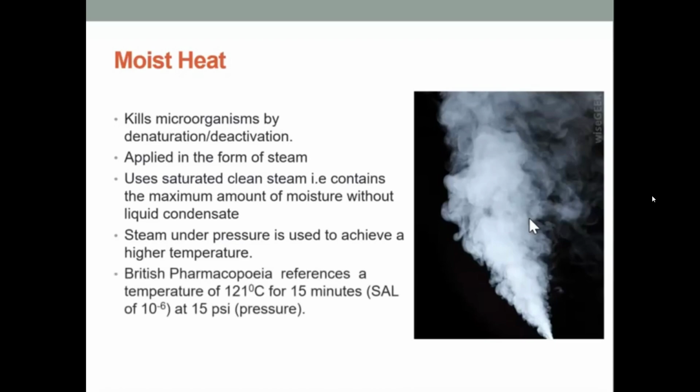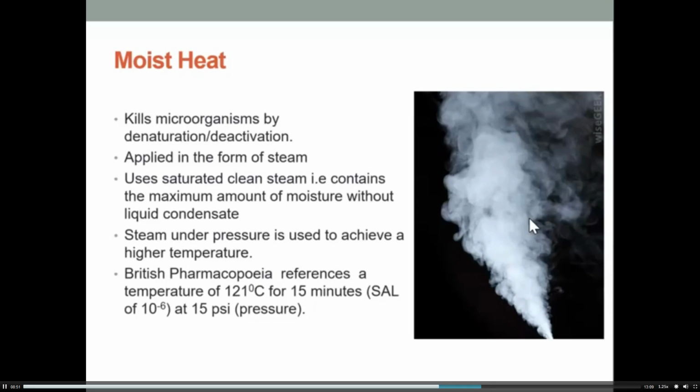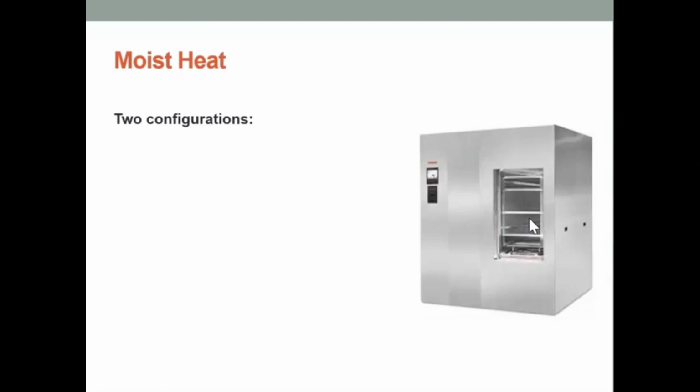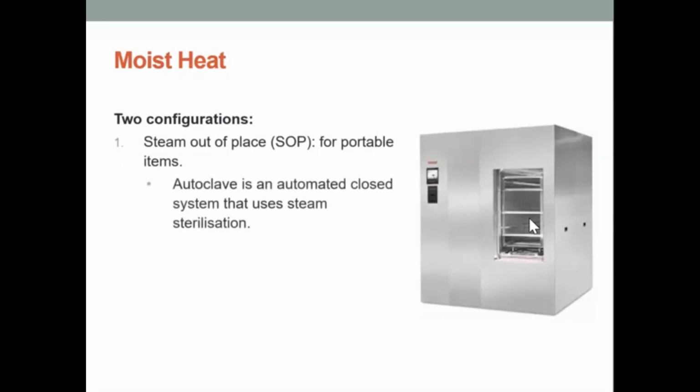The British Pharmacopoeia references a temperature of 121 degrees Celsius for 15 minutes, so that is a sterility assurance level of 10 to the minus 6 at 15 psi, so that's your pressure reading. There are 2 configurations for your moist heat sterilisers. Steam out of place, SOP, for portable items.